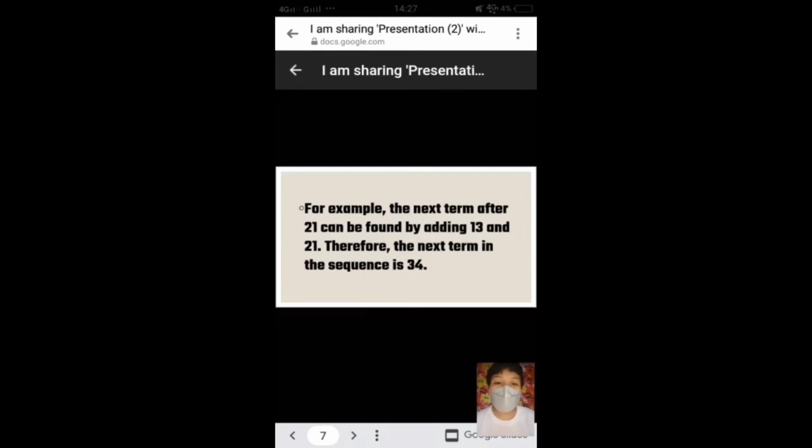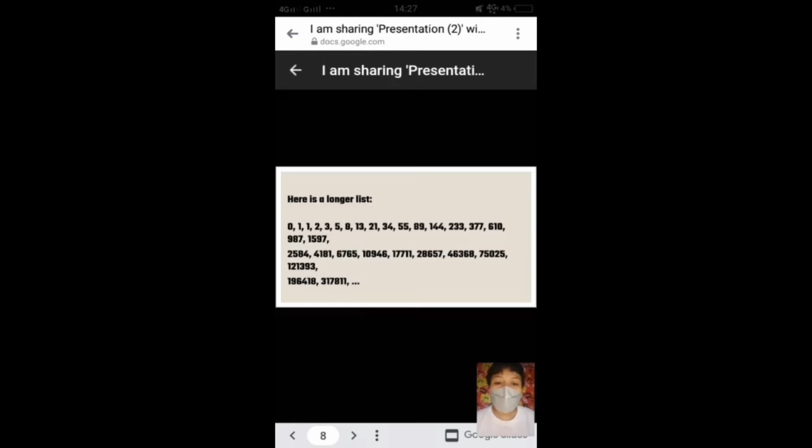For example, the next term after 21 can be found by adding 13 and 21. 21 plus 13 is 34. Therefore, the next term in the sequence is 34. Here is a longer list of Fibonacci numbers.